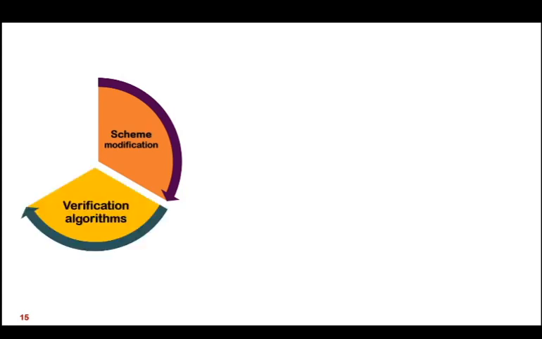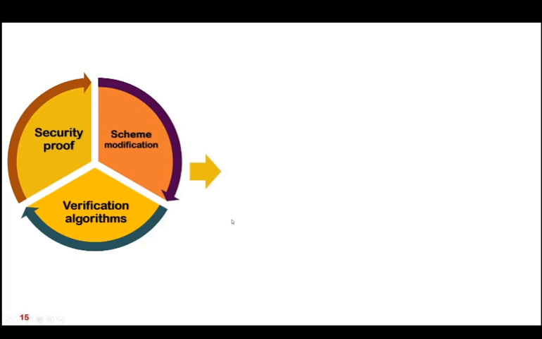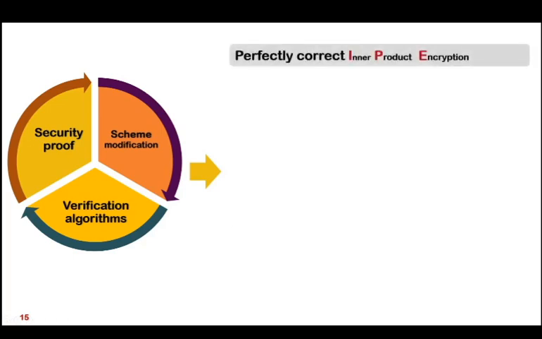So during our research, we went through this cycle a lot: modified the scheme, designed the verification algorithm, tried to do the security proof, then we didn't manage to do the security proof, then we had to modify the scheme again. We went through this cycle a lot, but fortunately, we finally managed to get the result.